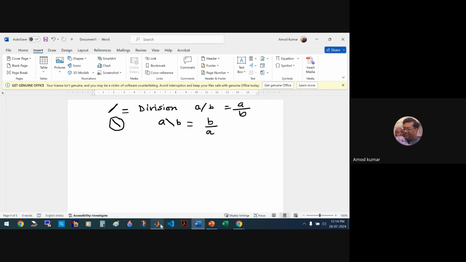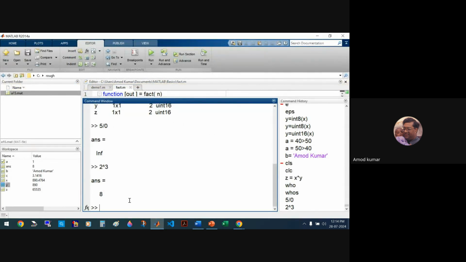I'll show you. Suppose 3 and this right slash is here, and 2. So it is not 3 divided by 2, rather it is 2 divided by 3. I think you can see. Whenever I do 3 divided by 2, then of course it will be 1.5. But whenever the direction of the slash changes, then this division is a reverse division. So this is the thing.